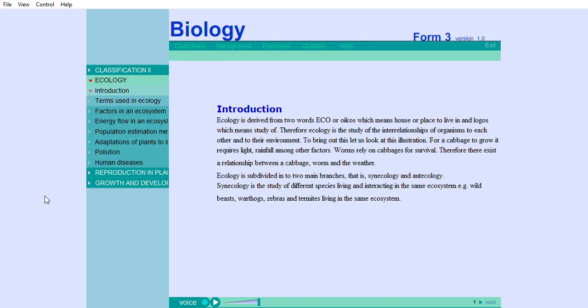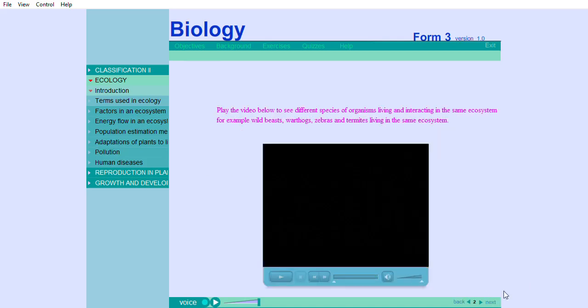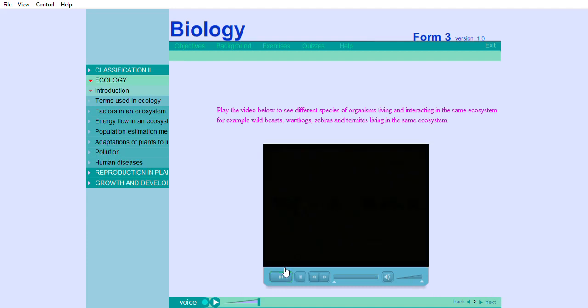Ecology is subdivided into two main branches, that is, synecology and autecology. Synecology is the study of different species living and interacting in the same ecosystem, for example, wildebeests, warthogs, zebras, and termites living in the same ecosystem. Play the video below to see different species of organisms living and interacting.